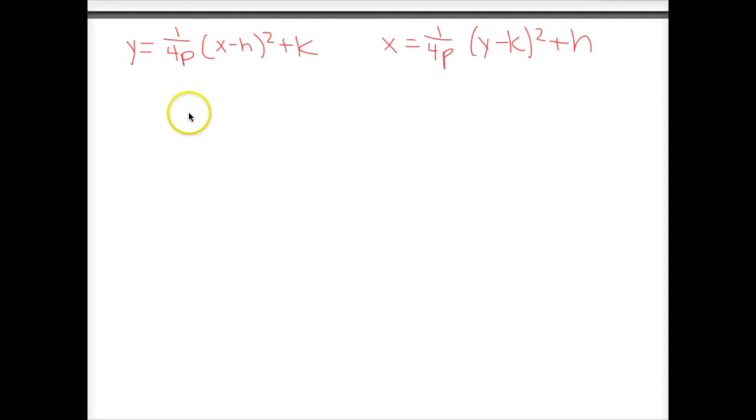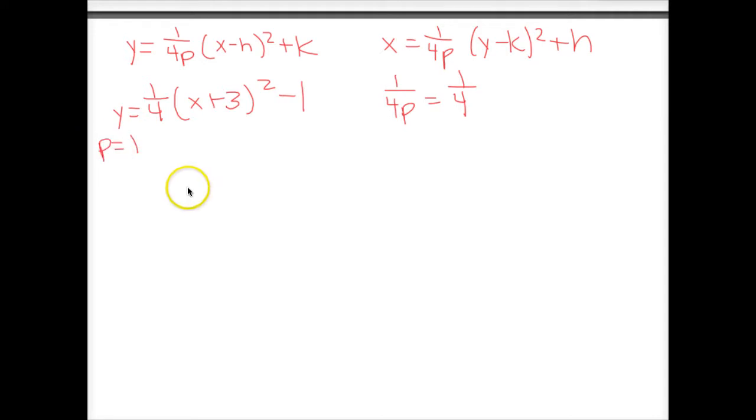P, remember, is the distance from the vertex to the focus and from the vertex to the directrix. So you need that as well. So in number 18, the formula that they gave you was 1 over 4 times x plus 3 squared minus 1. So you should immediately find the value of p. So since 1 over 4p equals 1/4 in this case, you know that the only way for this to be true is if p equals 1. So write down p equals 1. You should also immediately be able to figure out which way it opens because the y is alone and it's positive, so that means it opens up.